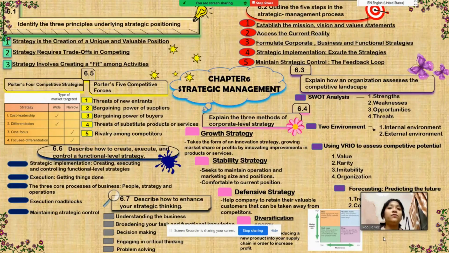Lastly, diversification is the practice of introducing a new product into a supply chain in order to increase profit. For example, Amazon purchasing Whole Foods or CVS buying Aetna. Companies generally diversify to either grow revenue or reduce risk.